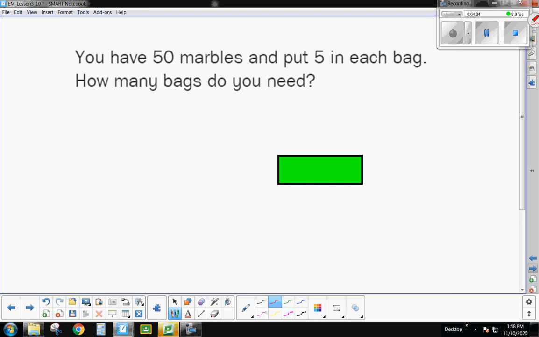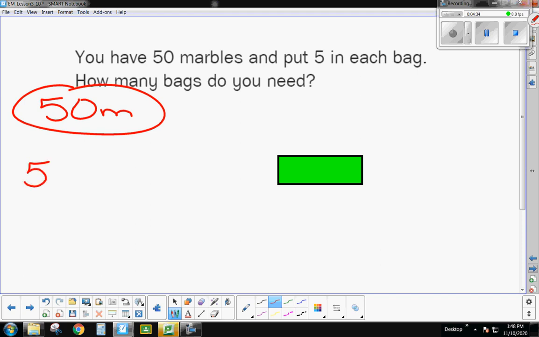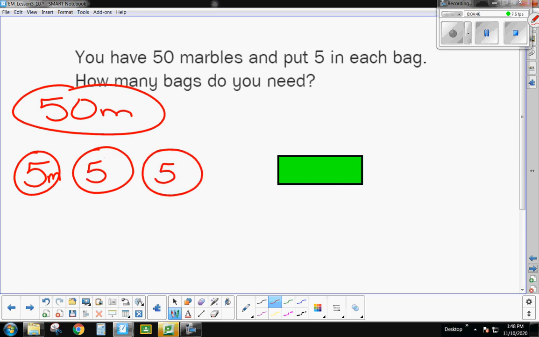All right, so I've got these 50 marbles. I'm going to put 5 in each bag. So I'm going to put 5 in this bag, and I'm going to put M for 5 marbles. That way it keeps it straight in my head what I'm doing. Then I'm going to put another bag with 5 marbles, and another, and I'm going to keep doing that until I run out of marbles. Remember, I've got 50 marbles. I've got to count and keep track.